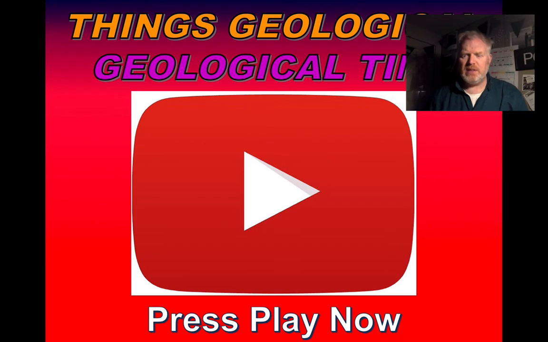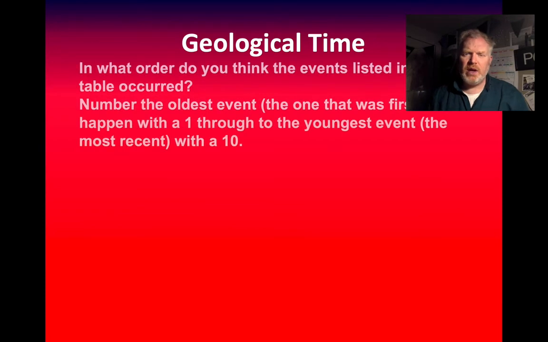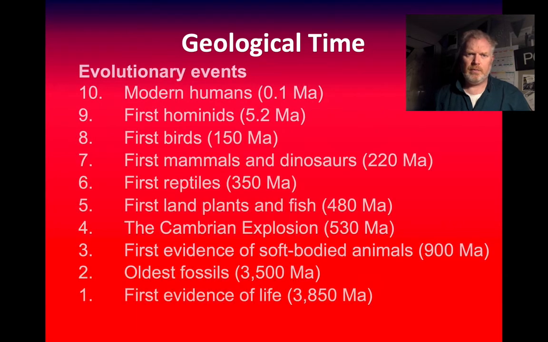Okay then, let's see what you've come up with. So I asked you to rank these events in order. Let me show you what the actual rank order is. So these are the different evolutionary events. If you start from the bottom there, the first one is the first evidence of life, 3,850 million years ago. Write these numbers into the column that says age of event on your table.